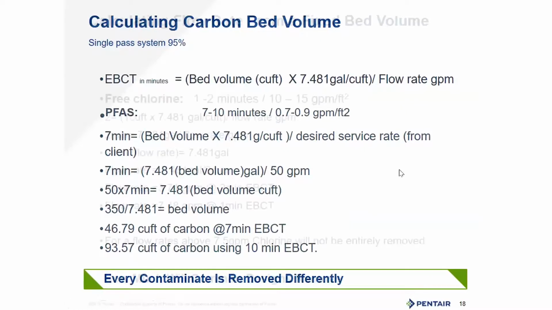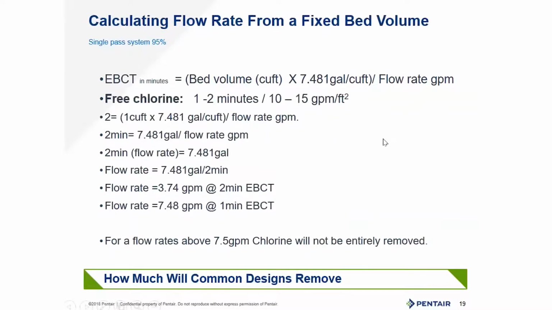Now, let's say I only have a 1 cubic foot bed on site, and I want to know what I'm going to be removing with that carbon that's already on site if they ask me about a contaminant, right? So let's say we have a fixed volume of 1 cubic foot, but I don't know the flow rate I'm going to reasonably get out of that unit to remove all the chlorine in one pass. Well, you may want to design a system where you don't necessarily want all the chlorine removed. You're fine with a little bit coming through. That's what we're getting at here.